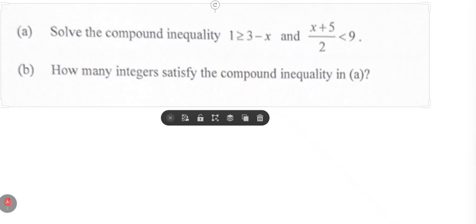So we have the problem here: solve the compound inequality in which 1 is greater than or equal to 3 minus x and (x plus 5) over 2 is less than 9. Now here we need to solve each inequality separately. So we have first the inequality of the first term.